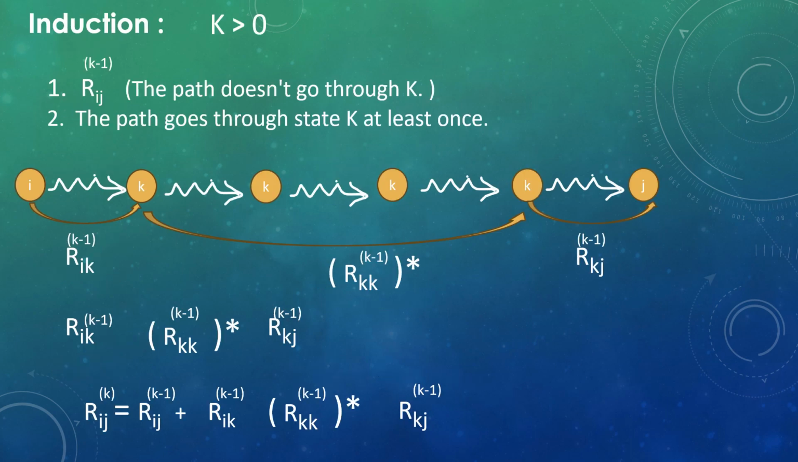Okay, so the induction step. Induction step is where your K is greater than 0, which means that we have a minimum of one intermediate state, one or more intermediate states. So here we have two cases. One is the path doesn't go through K, which is Rij power K minus 1. K minus 1 is the previous state of K. The second one is the path goes through the state K at least once.